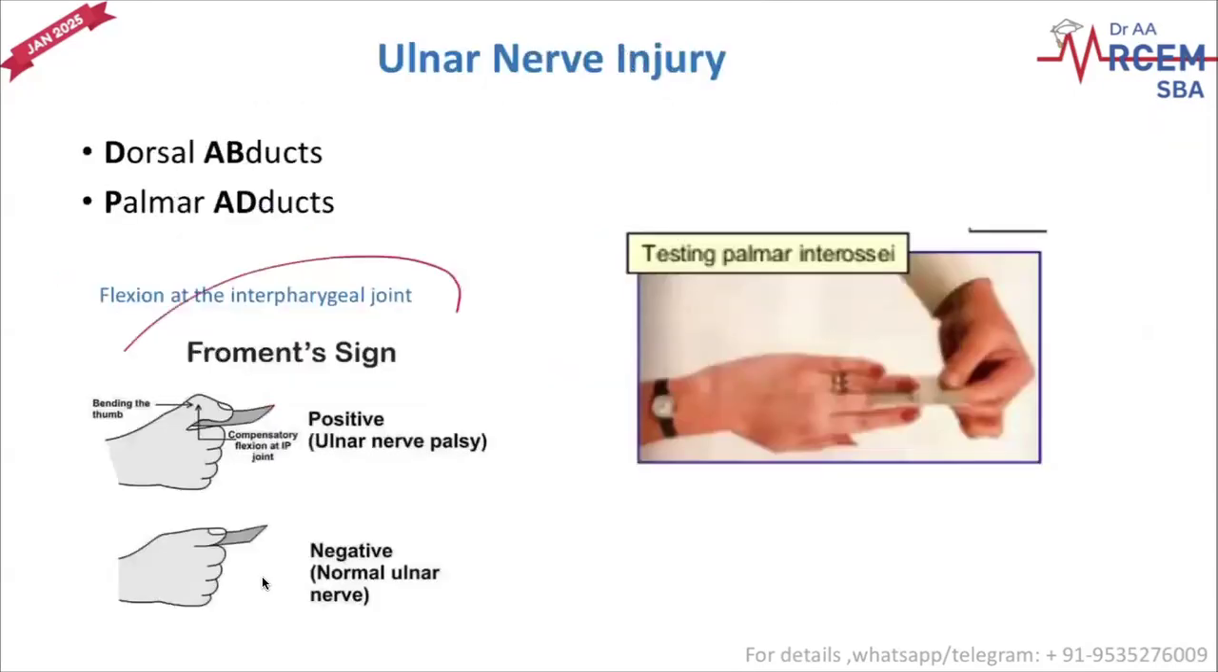So this is the Froment sign. Whenever there is flexion at the interphalangeal joint, then Froment sign is positive.